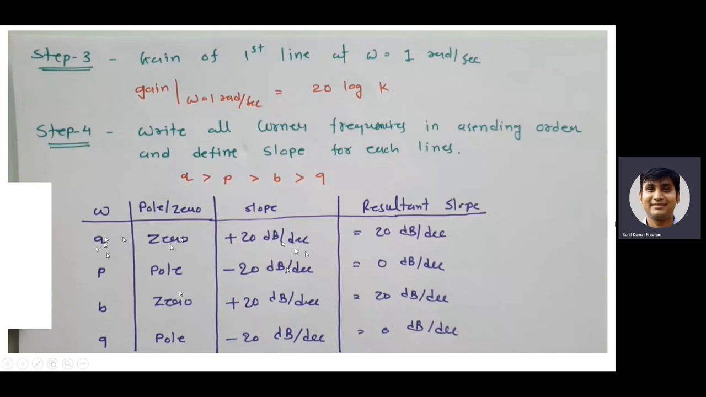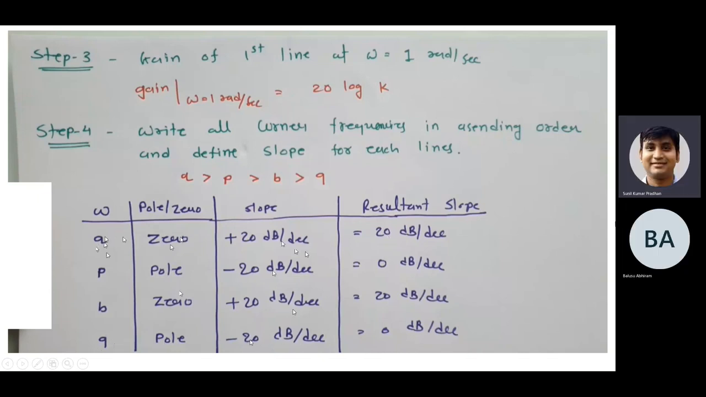Let's say P is a pole, then the slope is definitely minus 20 dB per decade. Then the resultant slope will be plus 20 minus 20, 0 dB per decade. Let's say B is a zero, then the slope is plus 20 dB per decade. So plus 20 plus 0, it will be 20 dB per decade. Let's say Q is a pole, so your slope is minus 20 dB per decade. So what is your resultant slope? It will be 0 dB per decade.